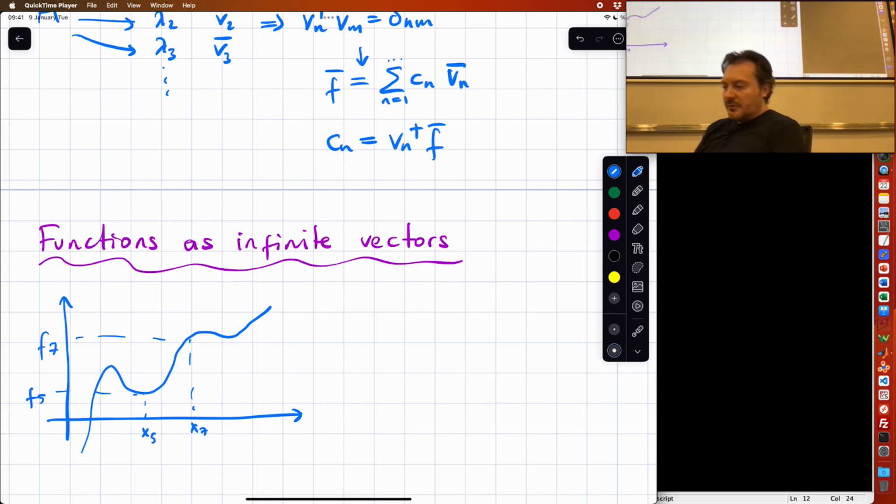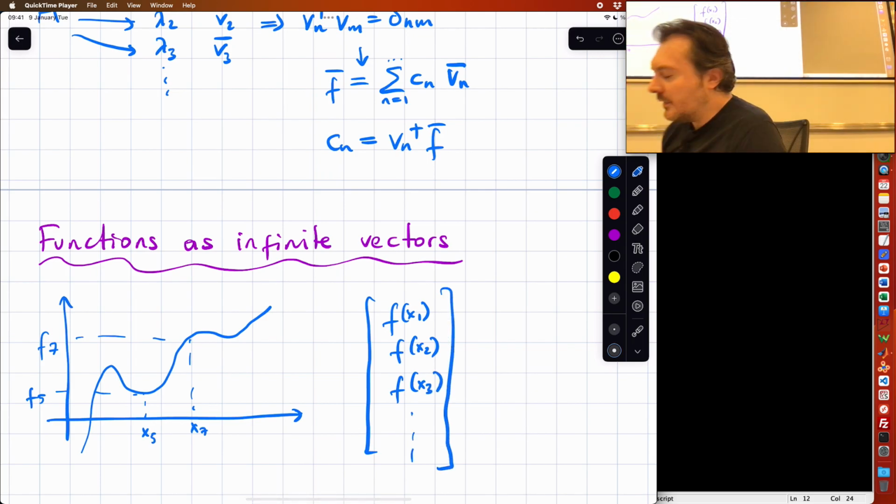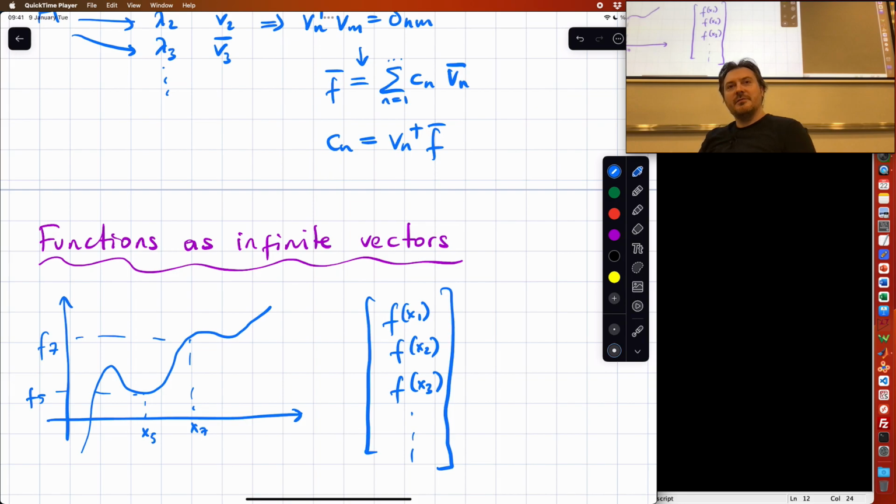Now, I want you to think about these f(x)'s organized like this. And it goes on forever because indeed you actually have an infinite number of x's. Don't you have that? You do have that, right? For any x, there is a function value, so think about it as a vector.